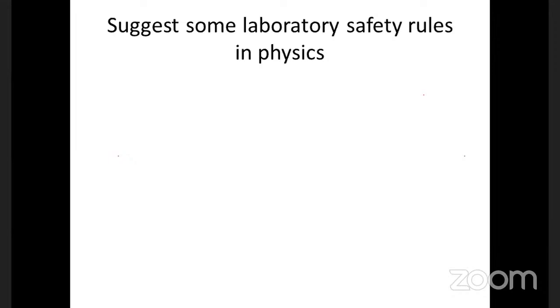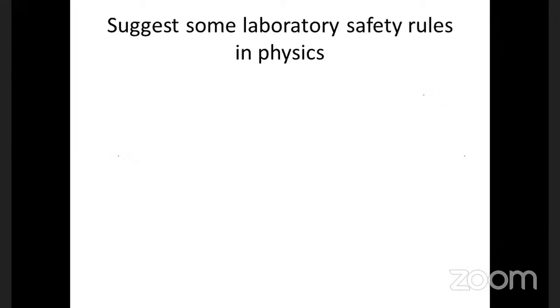Kyle. Absolutely no horseplay or joke. Shubi. When using main electrical equipment, first check for any damaged wires or plugs. Joanne, these are all correct. You should clean the apparatus after use. Clean the apparatus after use.